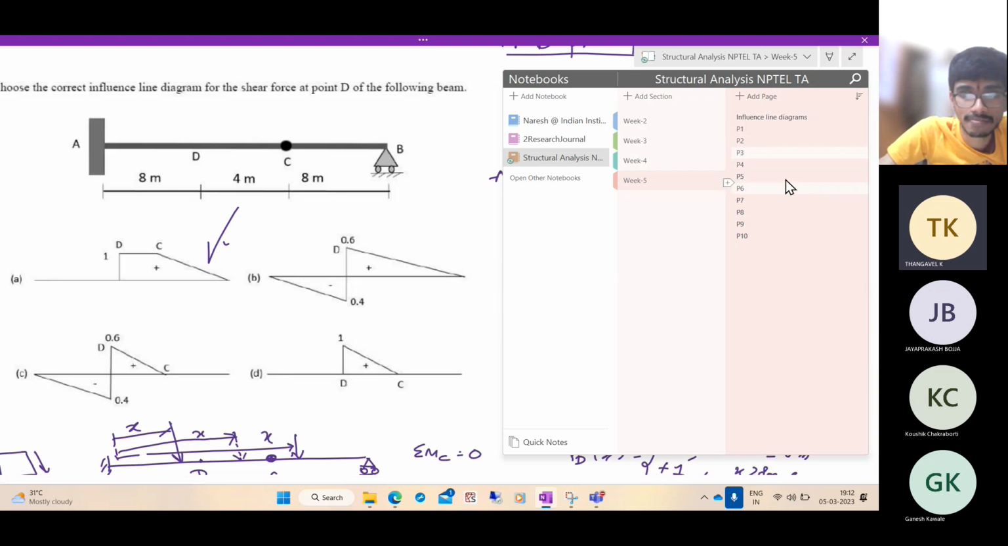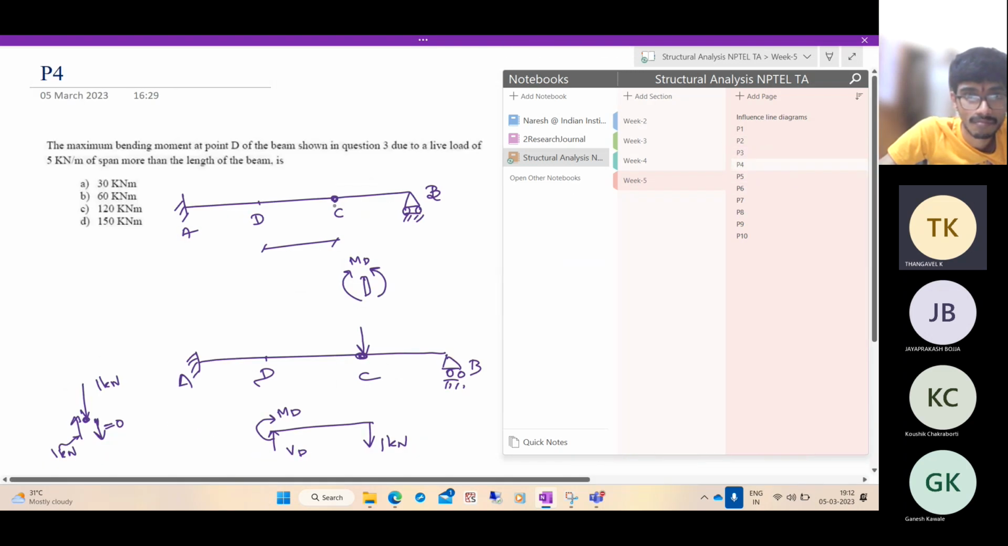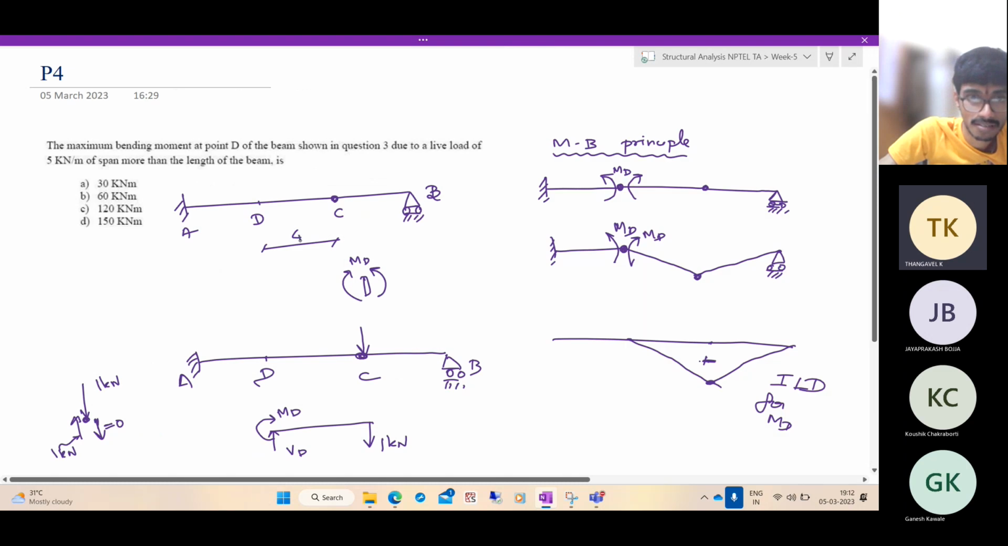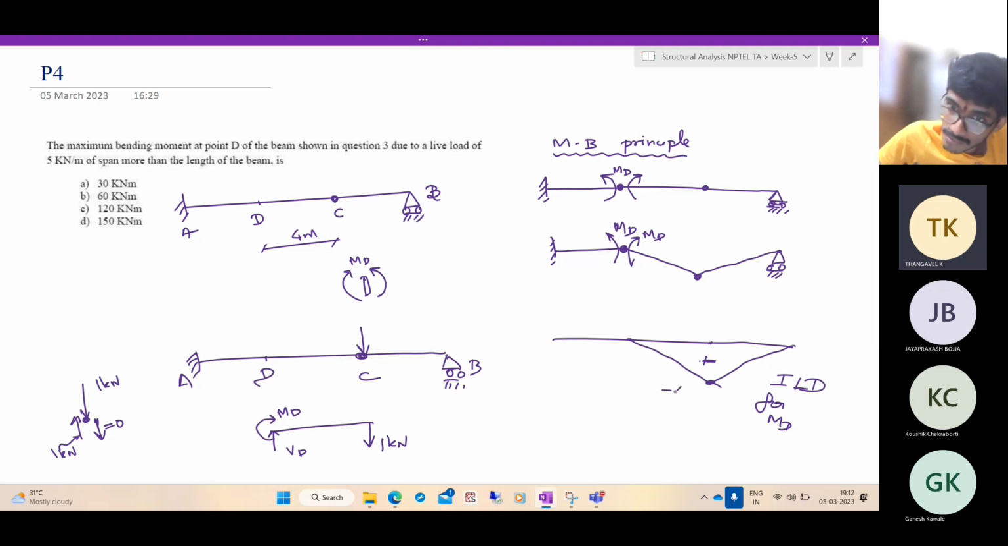Yeah, 4 meters. So this is 4 meters. So this value is minus 4 kilonewton meter for 1 kilonewton load. That you should be clear. That is done. Now what is the question?